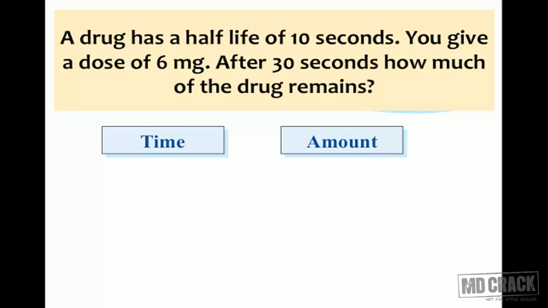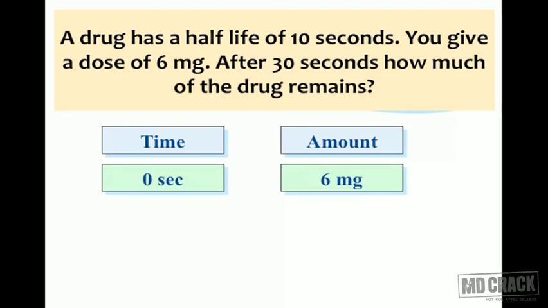Let's have an example. A drug has a half-life of 10 seconds. I hope you are reading. You give a dose of 6 milligrams. After 30 seconds, how much of the drug remains inside the body? So look, the dose is 6 milligrams and its half-life is 10 seconds. Let's do it. At time 0, the drug is 6 milligrams because you gave 6 milligrams.